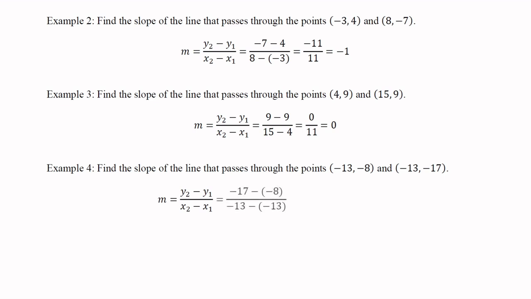Find the slope of the line that passes through the points (-13, -8) and (-13, -17). In this case, we do our rise over run, our y2 minus y1 over x2 minus x1, and we find that we get -9 over 0. But x2 and x1 cannot be the same because that gives us division by 0, which is undefined. So in this case, you would say that our slope is undefined. If we were to graph those points, we would find that the line going through them would be a vertical line.